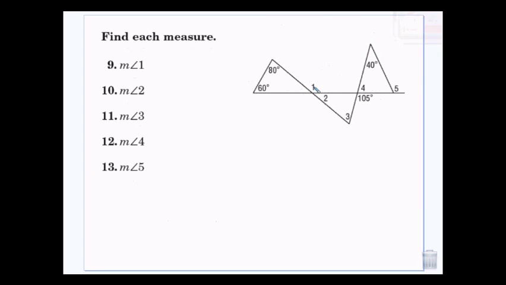Angle 1 is 60 plus 80. Still on page 45. Yeah. Angle 1 is equal to 60 plus 80, so that's 140. Angle 1 and angle 2 are not the same. But angle 1 and angle 2 will add up to 180 because they make a straight line. So angle 2 is 180 minus angle 1. So that's 180 minus 140. So that's 40 degrees.